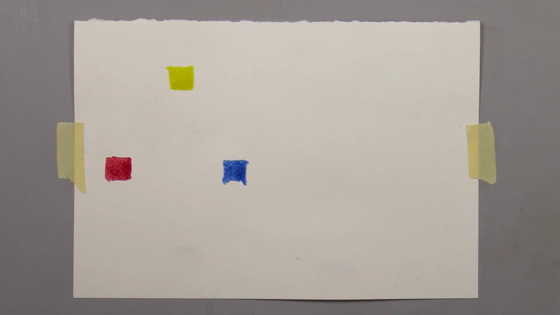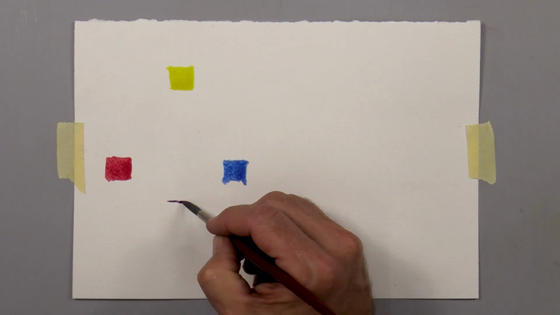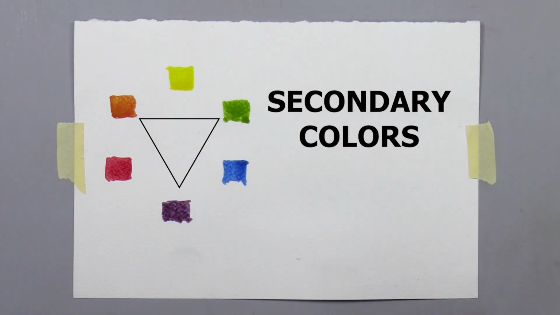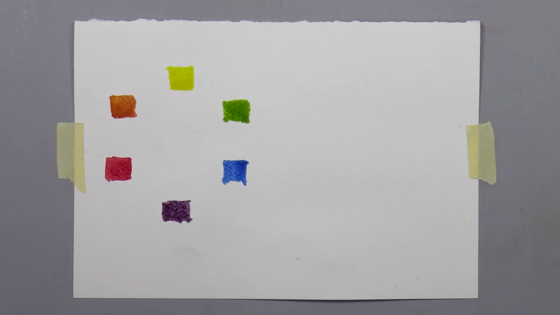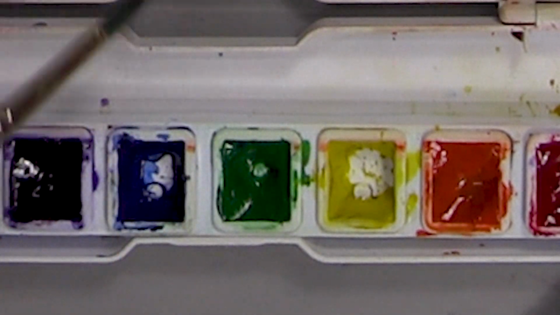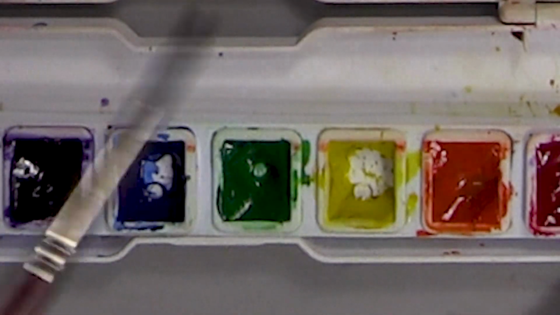Mixing two primary colors together will give us a secondary color. Violet, orange, and green are the secondary colors. Before we move on, let's dispel a myth about color mixing and color theory. When we're dealing with paints, pigments are different. They react differently to each other. The quality of the paint makes a difference.